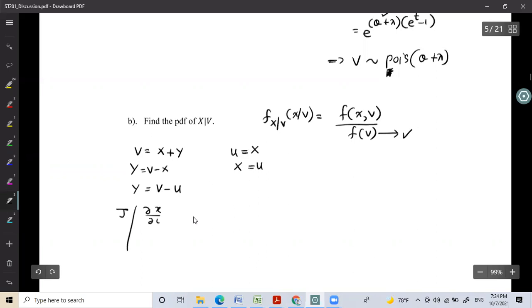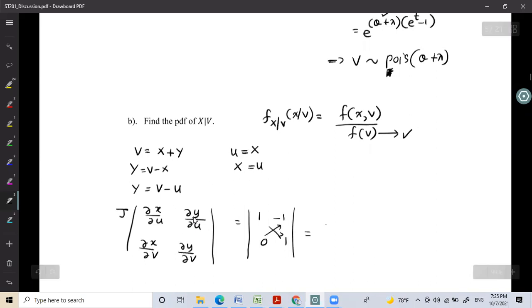Dabba x, dabba u, dabba y, dabba u, dabba x, dabba v, dabba y, dabba v. Okay, so I'll give the answers. Check this one. And when you cross multiply, the determinant will be 1. Okay, so that will be 1. Now what do you do next?